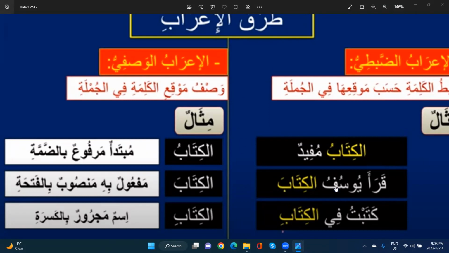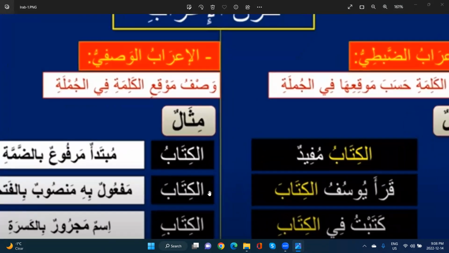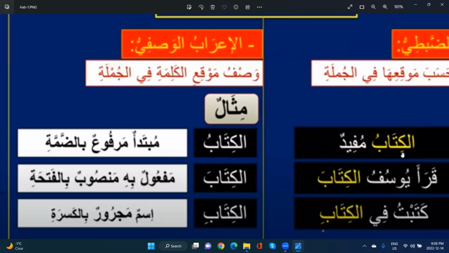In the second sentence, the kitab was nasab. So what happened? It is a maf'ulun bih. In other words, al-kitab in the first was the mubtada, basically the subject. The second sentence is a Jumla Fi'liya, while the first one was Jumla Ismiya. In the second sentence, we know that al-kitaba here is nasab because it is the maf'ulun bih.